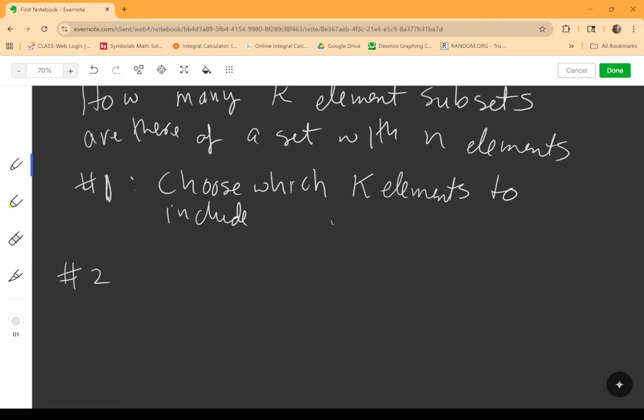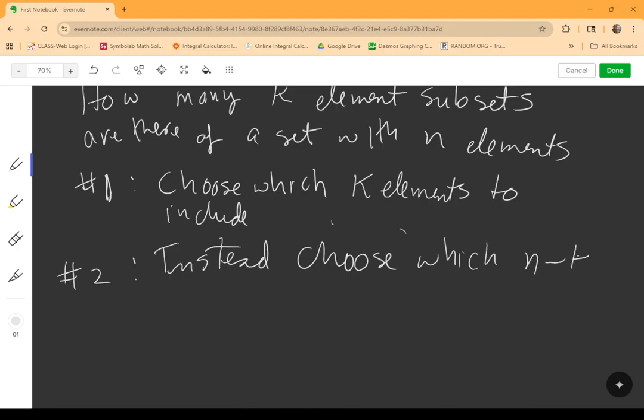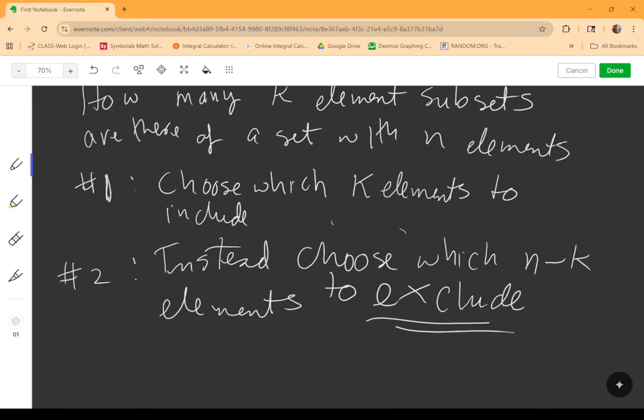So instead of choosing k, what if I look at the other side of the problem here? So instead, choose which n minus k elements to exclude. Okay. And that's for that n minus k, right?